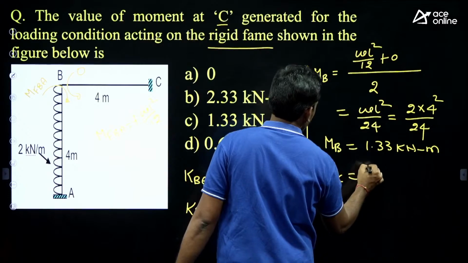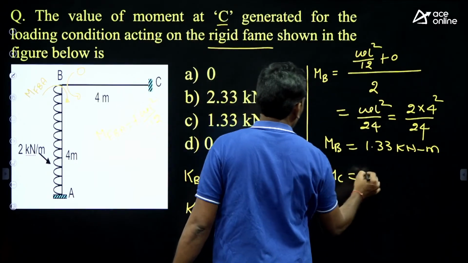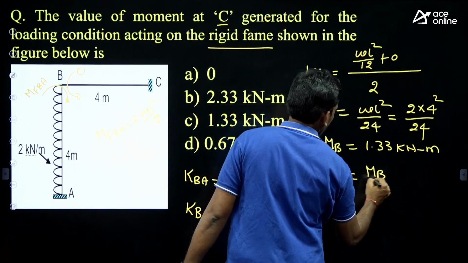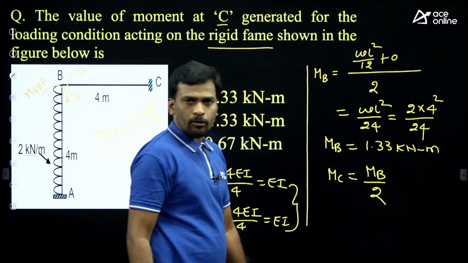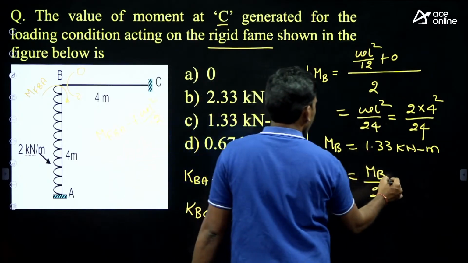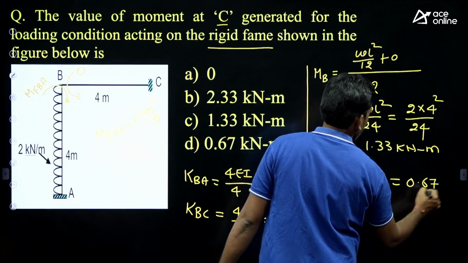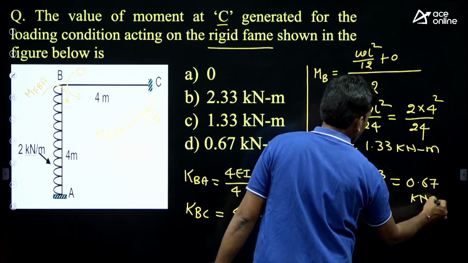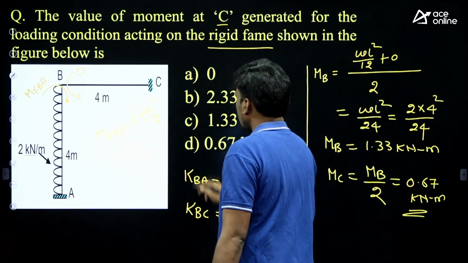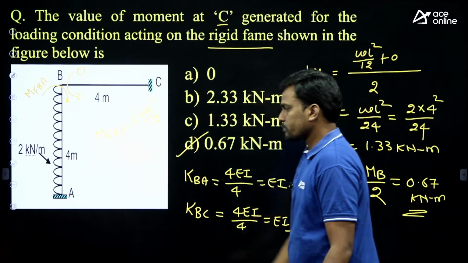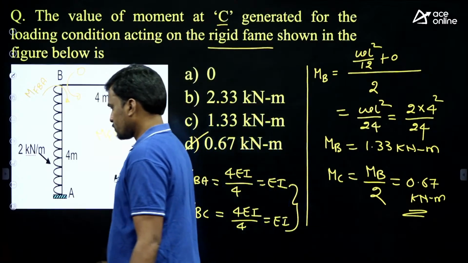Moment at C is equal to, there is no external load, right? So half of the moment at B. So what is half of the value? Then this is 0.67 kilonewton meter. This is the shortcut, right? Then option D is correct.